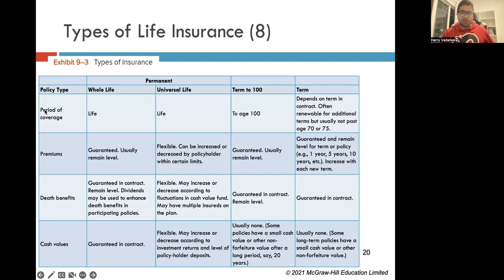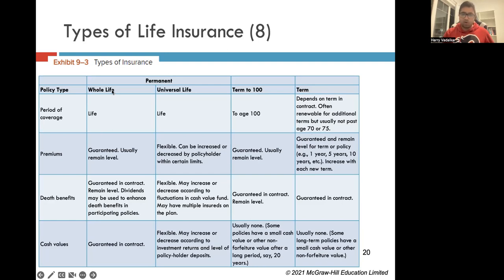So let's look at various things and various policies. For a whole life policy, the period of coverage is your entire life. For a universal life policy, which has insurance plus investment in it, your coverage is also for your entire life. Term to 100, up to the age of 100, it covers you. A term policy covers you for the specified term in the contract. It is often renewable, but the cost will be higher. But it is not renewable beyond the age of 70 to 75.